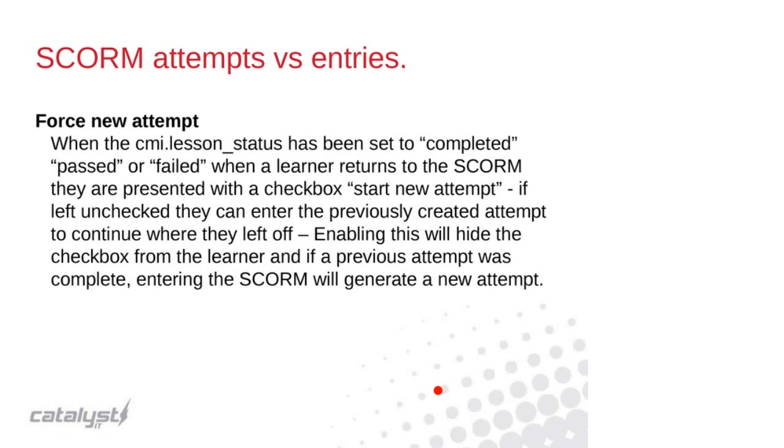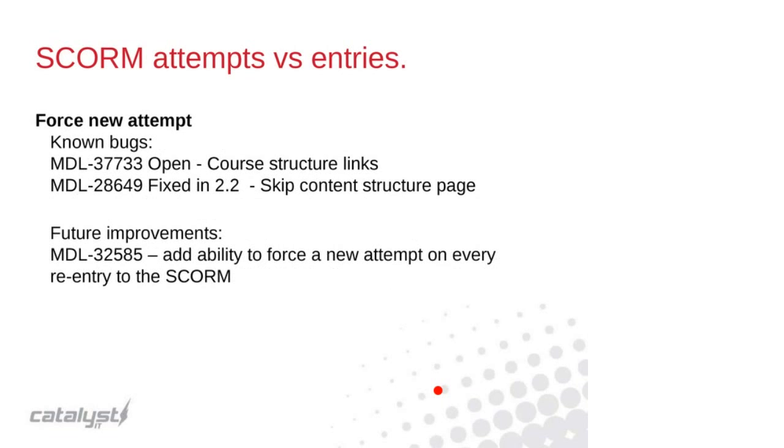Forced new attempt. When a user has finished their attempt and the SCORM package has pushed back lesson status completed, passed or failed, when the student goes to re-enter the SCORM, they get a checkbox on the page that says start new attempt. To me, that's just part of the SCORM specification. You have to allow the learner to be able to start a new attempt or re-enter the previous attempt. But to me, that doesn't make a lot of sense in terms of the normal usage.